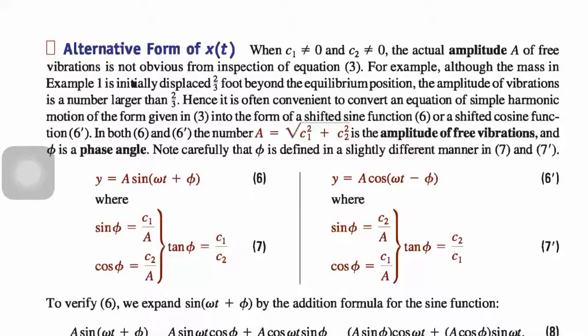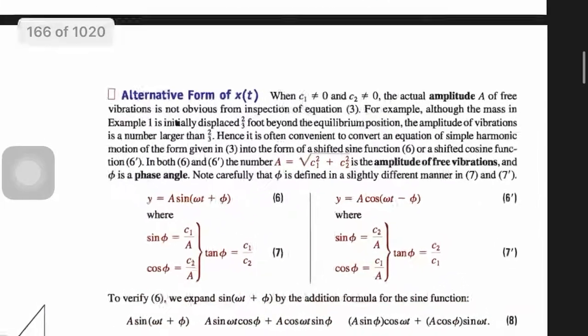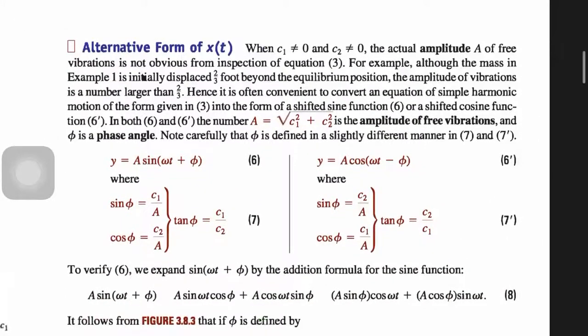Now this is the alternative form of the above equation. As you can see, when C1 is not equal to 0 and C2 is not equal to 0, the actual amplitude A of the free vibration is not obvious from inspection of equation 3. For example, although the mass in example 1 is initially displaced 2/3 foot beyond the equilibrium position, the amplitude of the vibration is a number larger than 2/3.